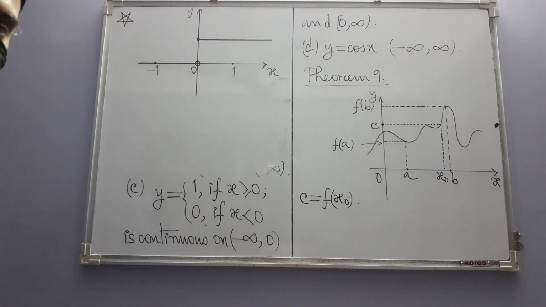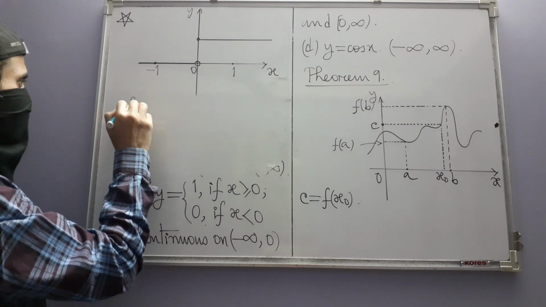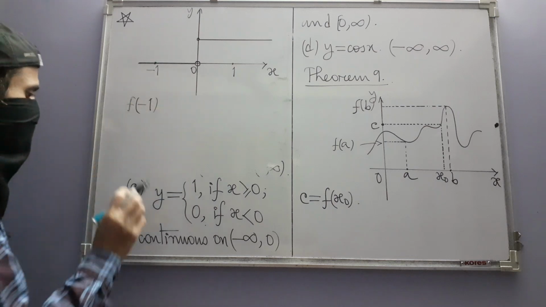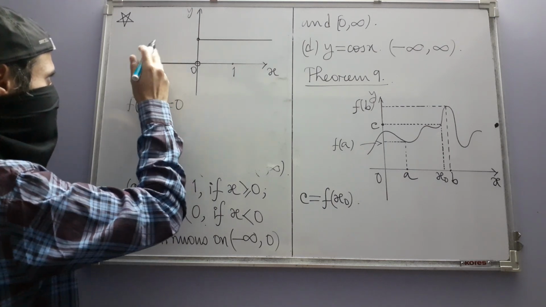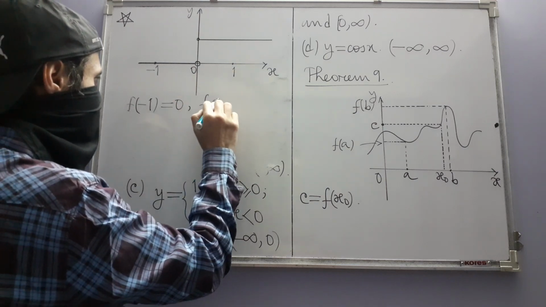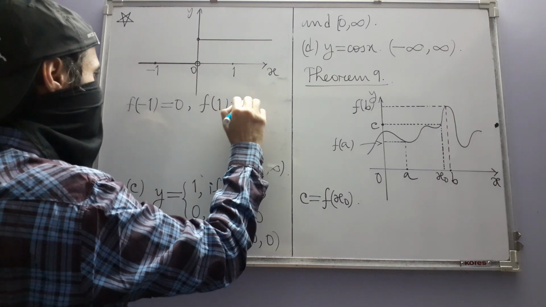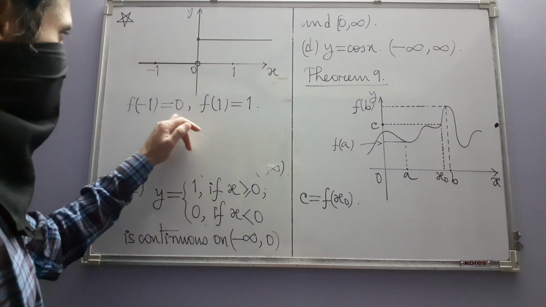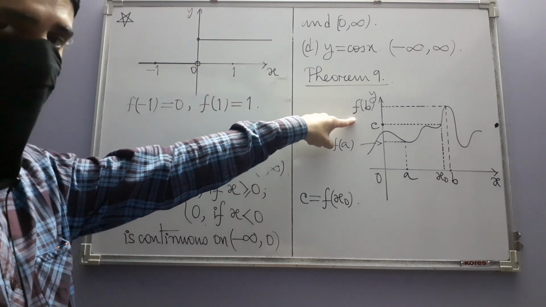What is f of -1? f of -1 is 0. We can see that here. What is f of 1? f of 1 is 1. So this 0 and 1 play the roles of f(A) and f(B).